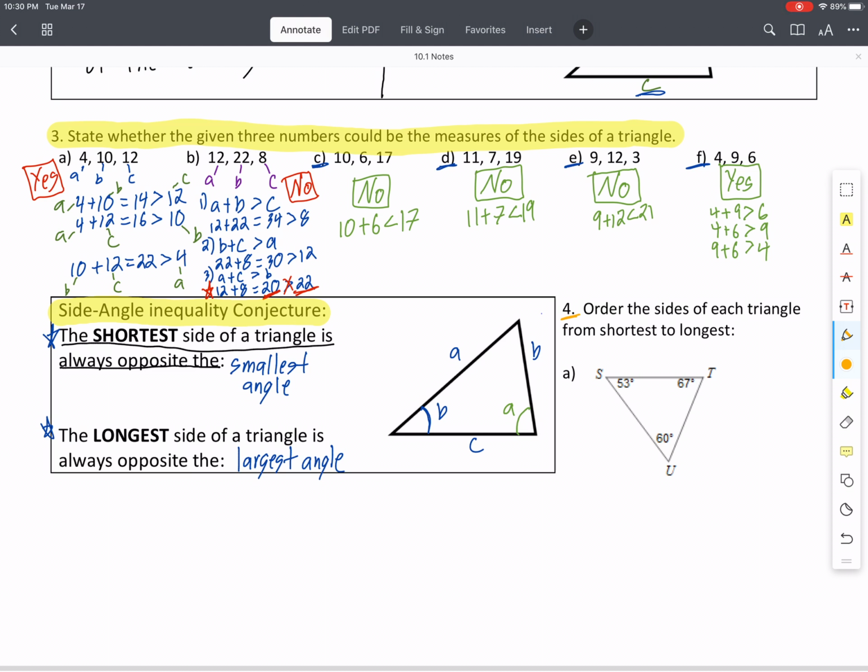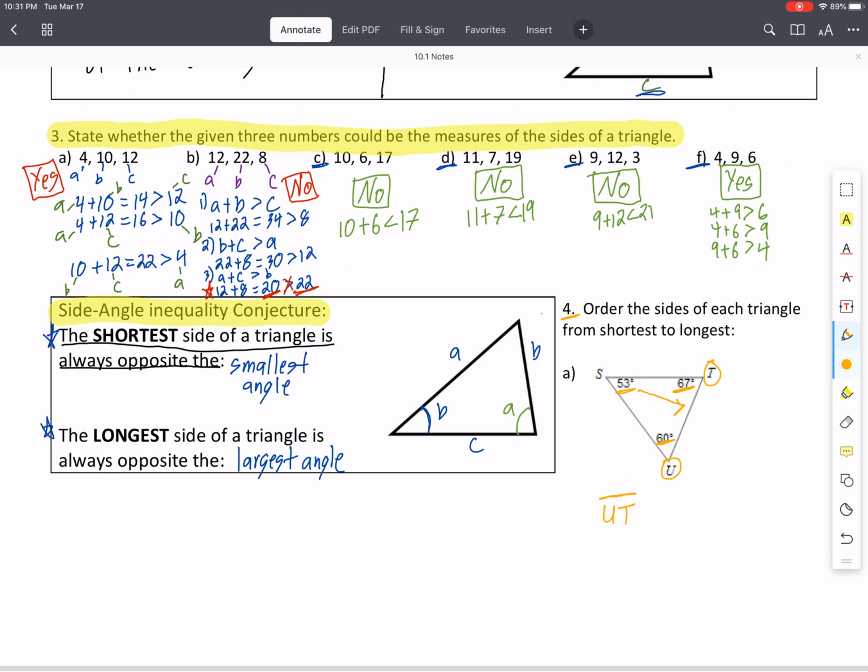Order the sides of the triangle from shortest to largest. So we got to look at the measures of our angles here. So 43 degrees, that's the smallest. So the way we're going to write that is we look at this side right here. So that would be the side UT. So we write that just with the letters U and then T. And then we put a line over it.